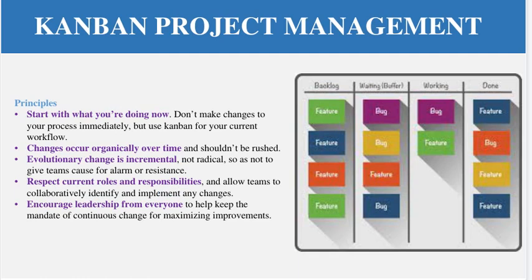The main principles of Kanban project management is to start with what you are doing now. So the work which is currently in progress, the main focus is on completing that, and then change occurs organically over time. That means with the passage of time, things are improving, things are becoming better, and the changes are incremental. Incremental means that we never do change spontaneously or incidentally. We basically plan things, and evolutionarily, with the passage of time, we make incremental changes.